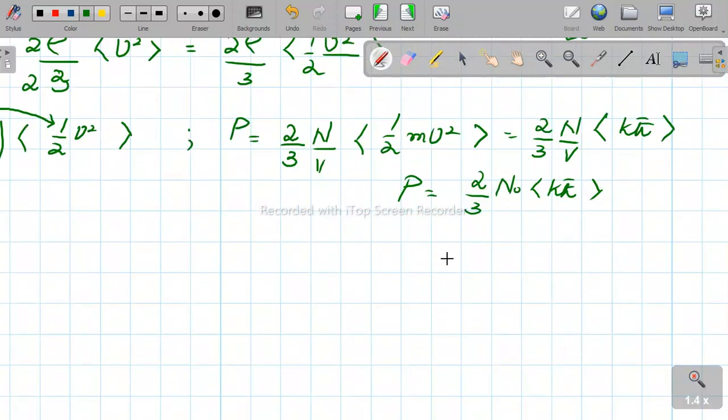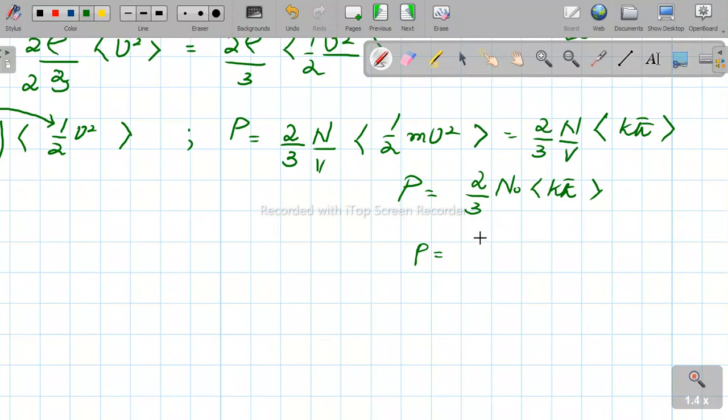How so? Since this 2 over 3 is constant, total number of molecules in the container are also constant throughout the process, and this volume of the container is also constant because we did not consider a container with a movable piston or something like that in which volume change was allowed, right? So all in all, this N and this V is also constant.